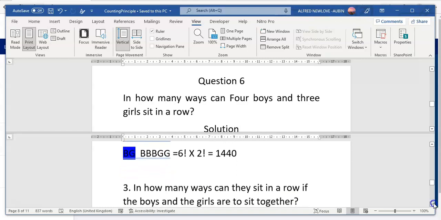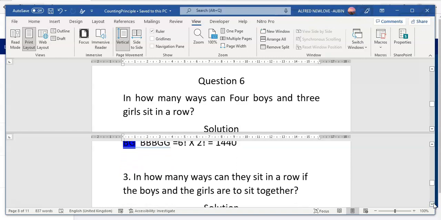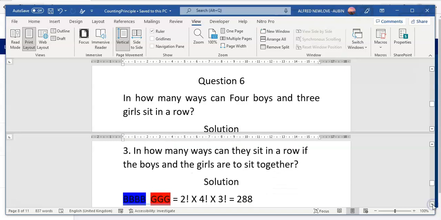Now, our next question. In how many ways can they sit in a row if a boy and his girlfriend are to sit together? Let's see. A boy and his girlfriend must sit together. How many ways can they sit in a row if the boys and the girls are to sit together? The boys and the girls must be together.